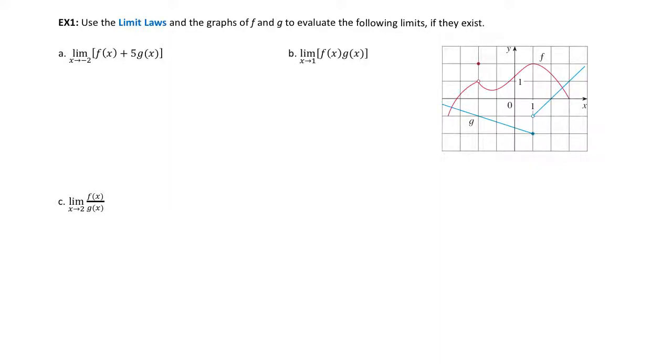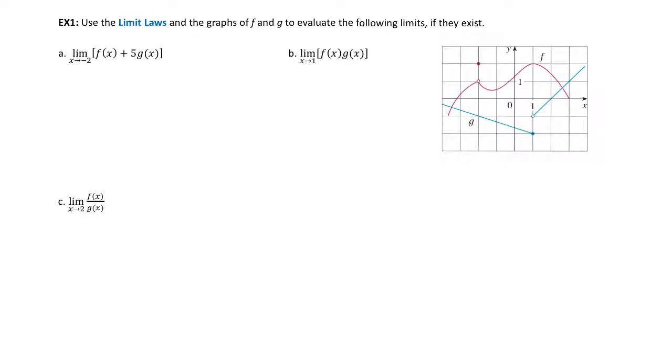All right, finally, let's get to use the tools in our toolbox. Example 1 says to use the limit laws or anything in the toolbox, and the graphs given here. The graph of f is the pink graph, including the pink dot, and the graph of g is the blue graph. So we're going to use all of the tools that we have already. We're going to use these two graphs to evaluate the following three limits, if they exist.